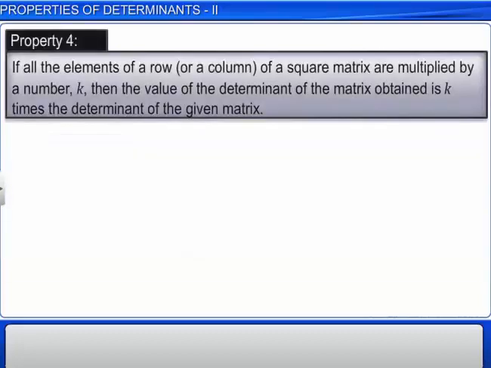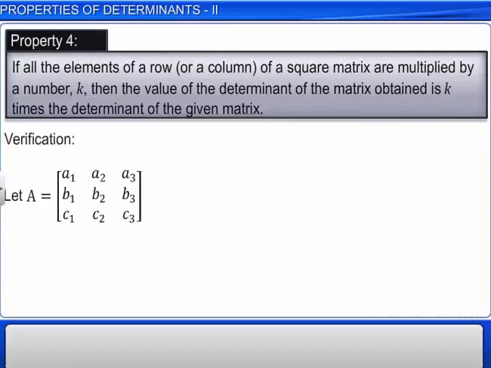The fourth property says that if all the elements of a row or a column of a square matrix are multiplied by a number, k, then the value of the determinant of the matrix obtained is k times the determinant of the given matrix.